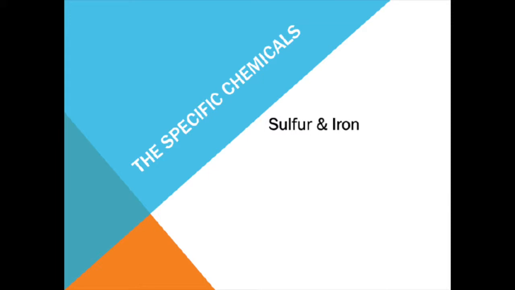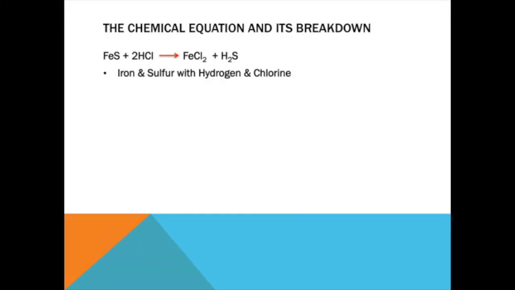Sulfur is an abundant yellow non-metallic element with an atomic number of 16. Iron is a strong, hard silver gray element, and it has an atomic number of 26. Iron is also the most common metal on Earth, and it can be found in the inner and outer core of the Earth.